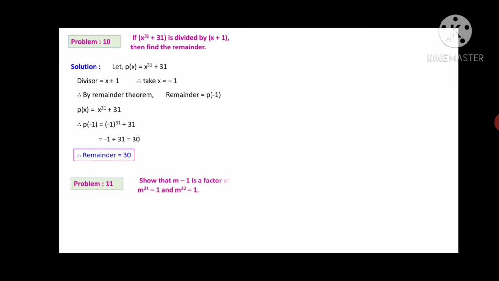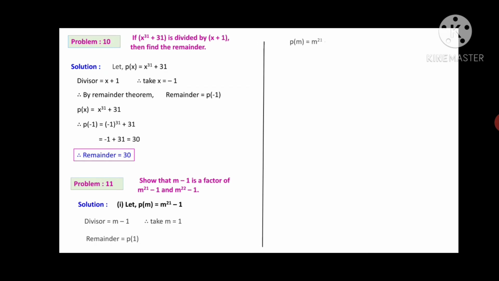Show that m minus 1 is the factor of m raised to 21 minus 1 and m raised to 22 minus 1. Friends, we will start. Let this P of m is equal to m raised to 21 minus 1. Divisor, it is given m minus 1. M minus 1 is equal to 0. Therefore, m will be 1. We have to consider remainder that will be here P of 1. So, we will continue. P of m is equal to m raised to 21 minus 1. Substitute here m is equal to 1. Therefore, P of 1 is equal to 1 raised to 21 minus 1.